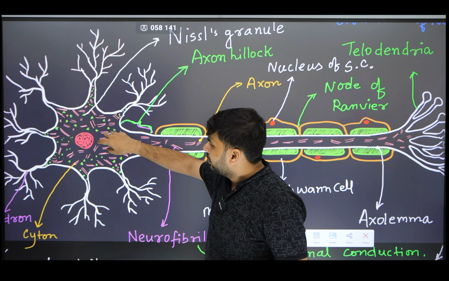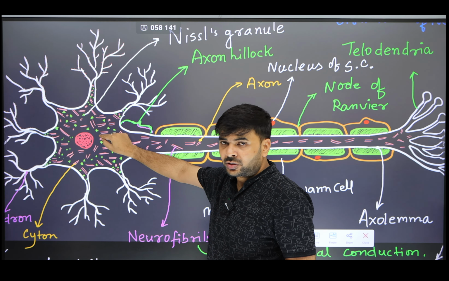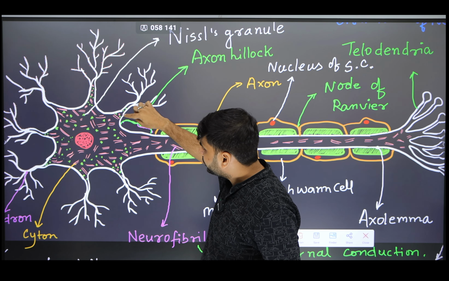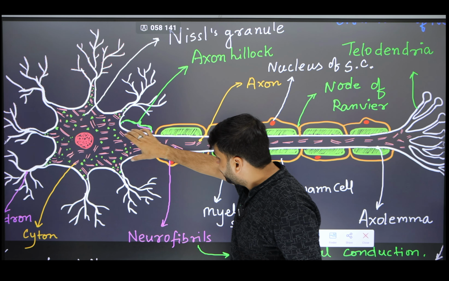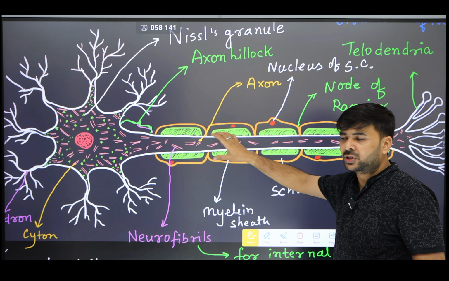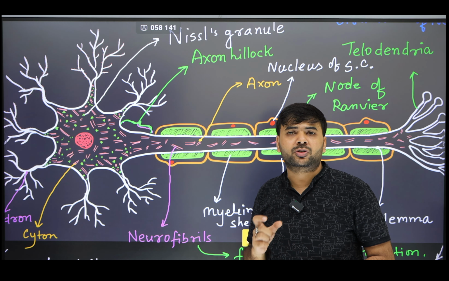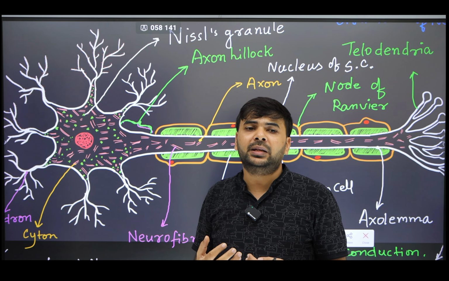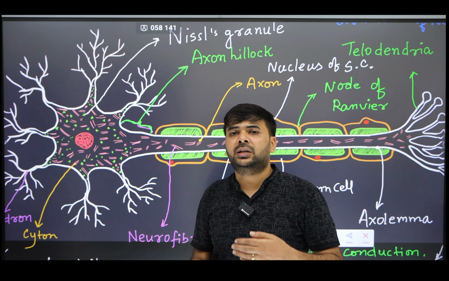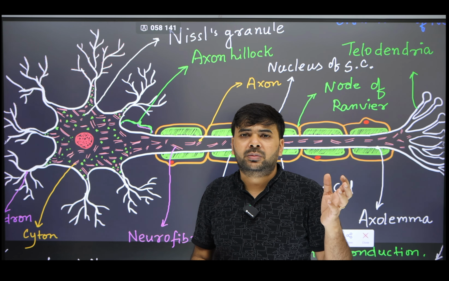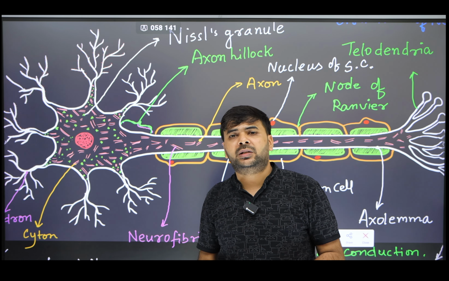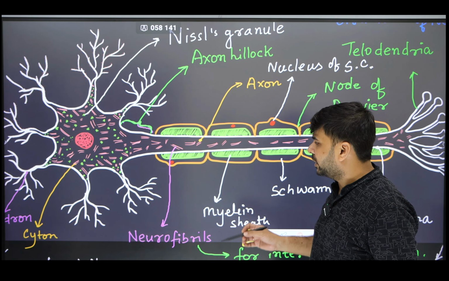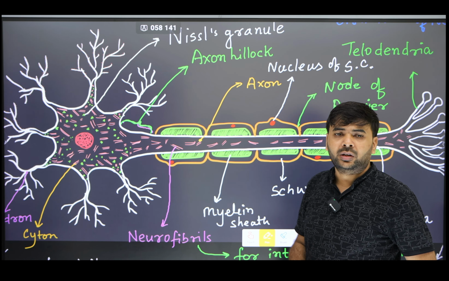Then these equal-to-sign structures, the neurofibrils, are absent in the core dendron area, but present at the base of the dendron and present in the entire axon. This long cylindrical structure is known as the axon. These neurofibrils help in impulse conduction, ionic conduction. We'll discuss how a neuron works in the impulse conduction mechanism. Now we are discussing the structure of the neuron, so we'll leave that for later.